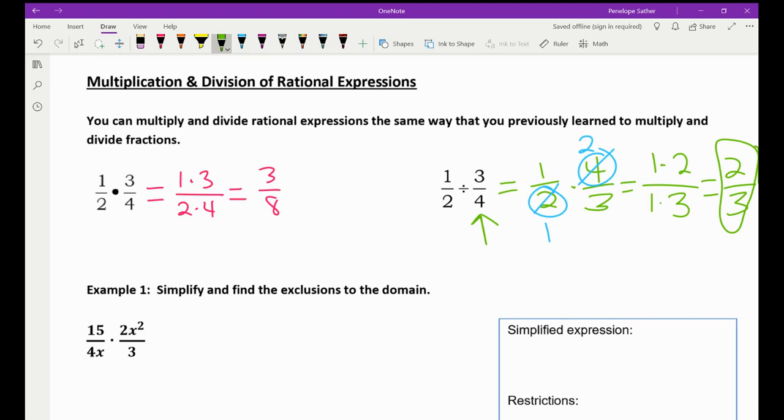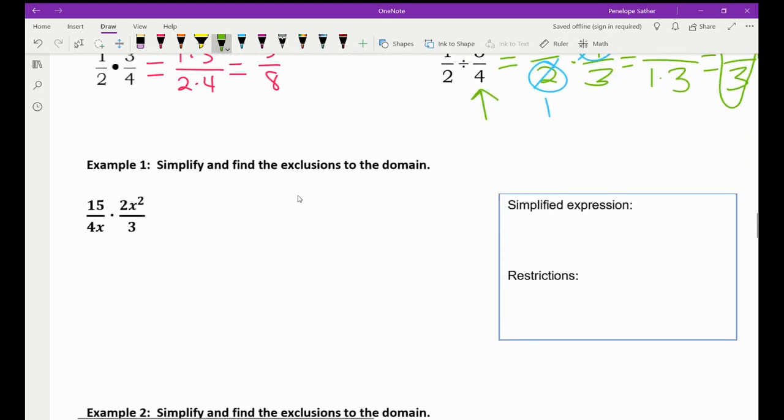That's the same idea we're going to use when we put some polynomials into our problem. So for example, number 1, these are very small polynomials. They're actually monomials, but that's okay. So knowing that multiplication is just multiplying straight across the top and straight across the bottom, I don't think I'm going to write these together as one fraction. I already know that they are.